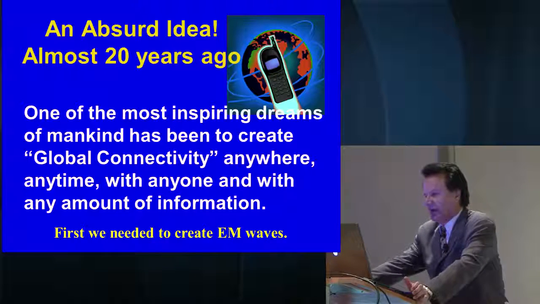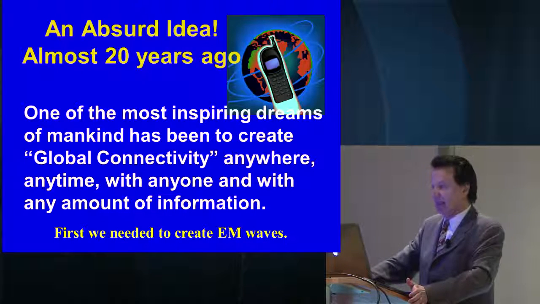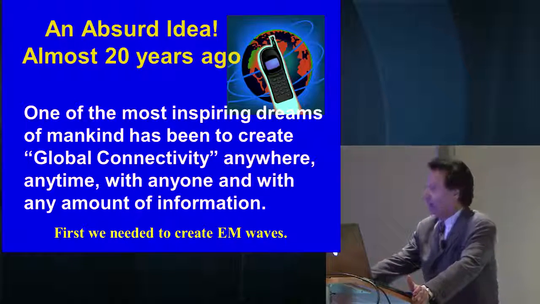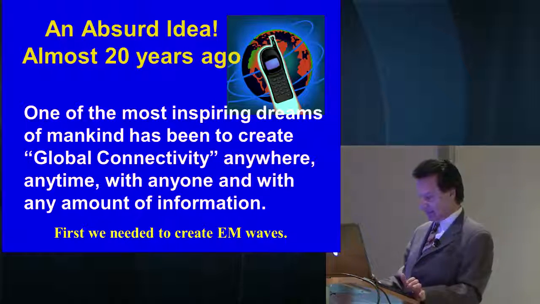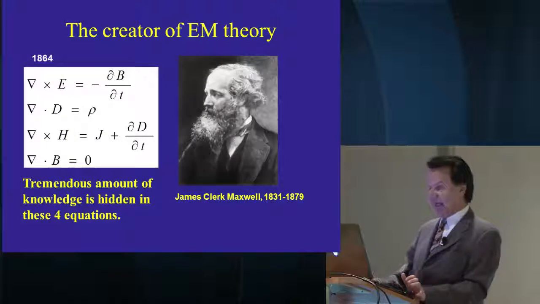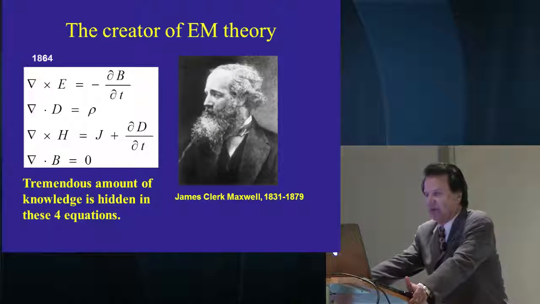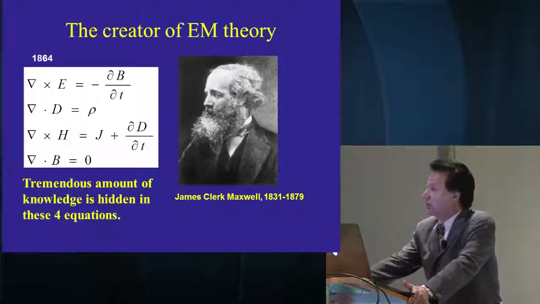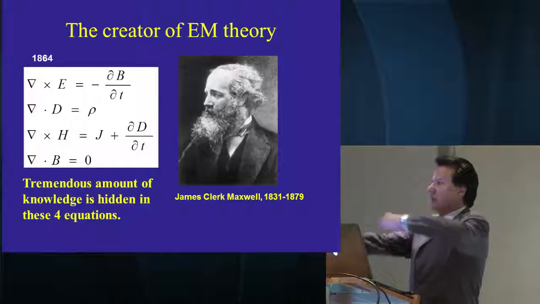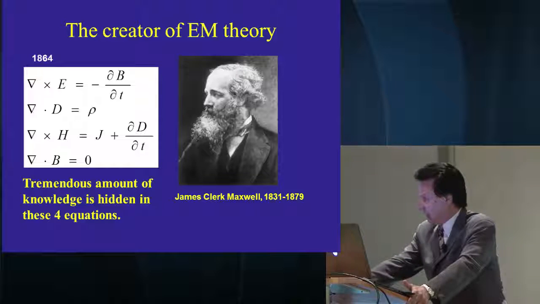One of the most inspiring dreams of mankind has been to create global connectivity anywhere, anytime, with anyone, with any amount of information. Of course, in order for this idea to come to fruition, first we needed to create the EM waves. Unfortunately, nature did it for us. And it was finally formulated through Maxwell's equations, the creator of electromagnetic theory, and this is one of the two equations I show in this presentation, which allowed us to appreciate the nature of electromagnetics, because before understanding electromagnetics, none of these stories could come to fruition, clearly not.